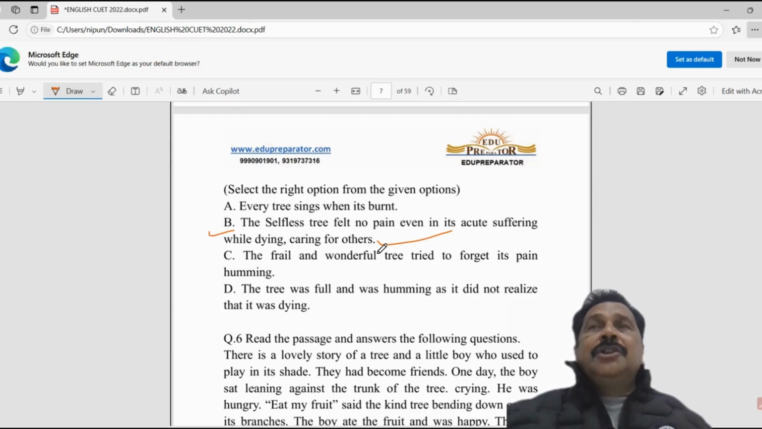We might have heard the story about the candles. It will burn and die, giving light to others.